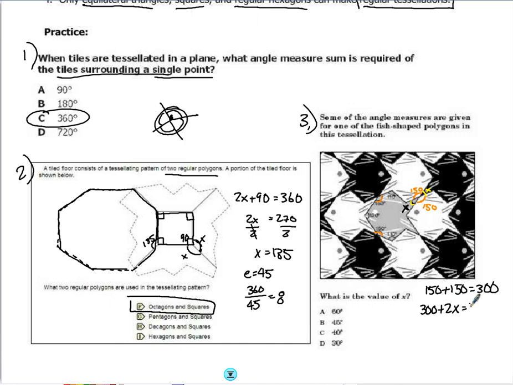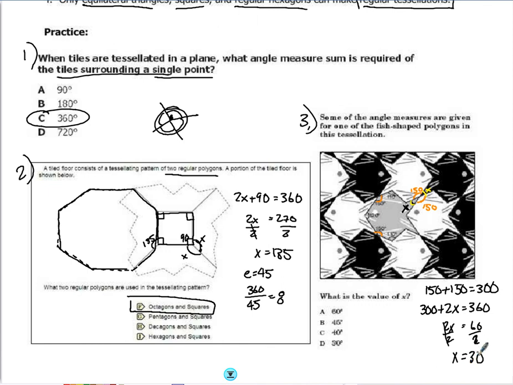So when I subtract 300 from 360, I get 60 equals 2x, and when I divide by 2, x is going to equal 30 degrees. So my correct answer would be D.